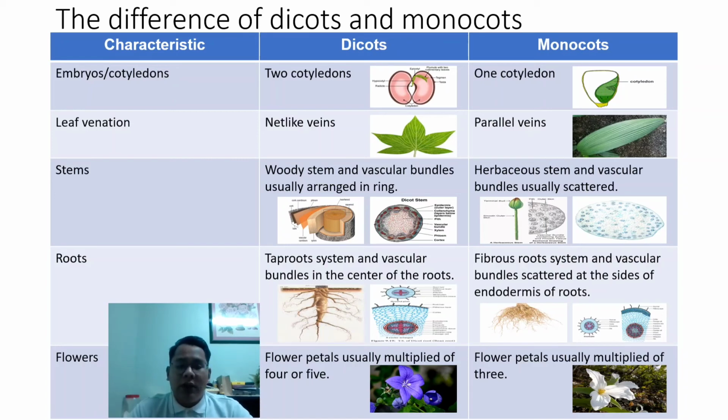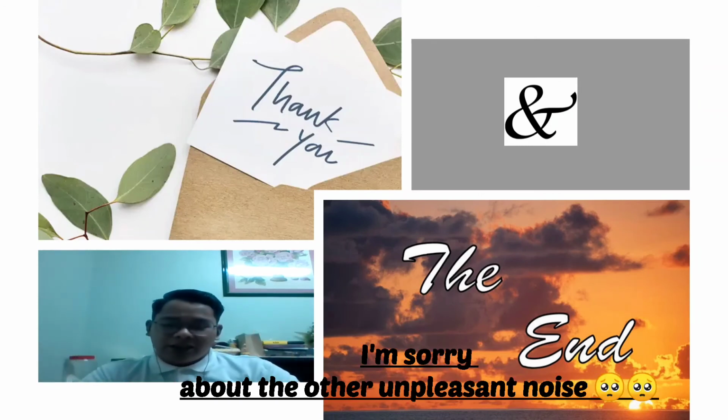The roots. Dicot plants have taproot systems and vascular bundles in the center of the root, while the monocot plants have a fibrous root system and vascular bundles scattered at the sides of the endodermis of the root. The flowers. Flower petals of the dicot plants usually come in multiples of 4 or 5, while the monocot plants' flower petals usually come in multiples of 3.